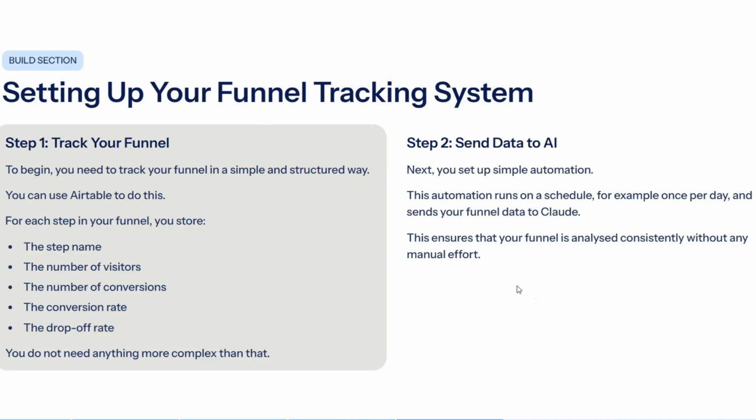Step one, we're going to start by tracking the funnel. So to track the funnel in a simple and structured way, you can use your table for this. So here you can choose to show the step name, number of visitors, number of conversions, conversion rate, and the drop-off rate. You do not need anything more complex than that.